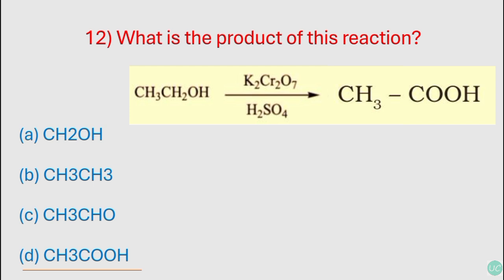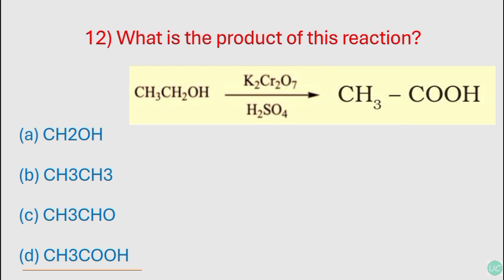Now option A is methanol, an alcohol that has an OH group. And B is CH3, that is ethane, and that doesn't happen because it removes the hydroxyl group, the OH group, and makes it an alkane. K2Cr2O7 acts as an oxidizing agent, that means it just adds oxygen.